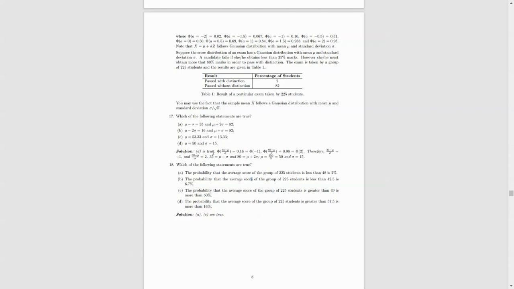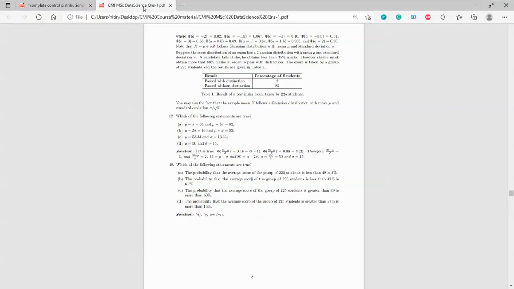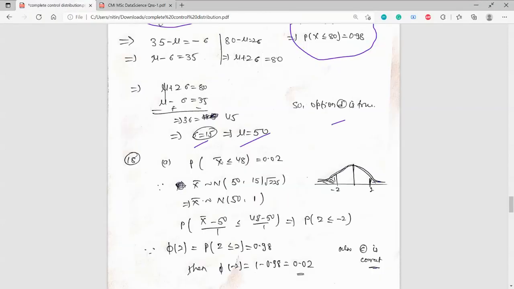The first statement is that the probability that the average score of a group of 225 students is less than 48 is 2%. So it is saying that if you have 225 students, then the probability that the average score is less than 48 is 2%. The average score is represented by x bar, the mean, and we verify whether this statement is correct by finding the probability of x bar less than or equal to 48. So how do you find this?